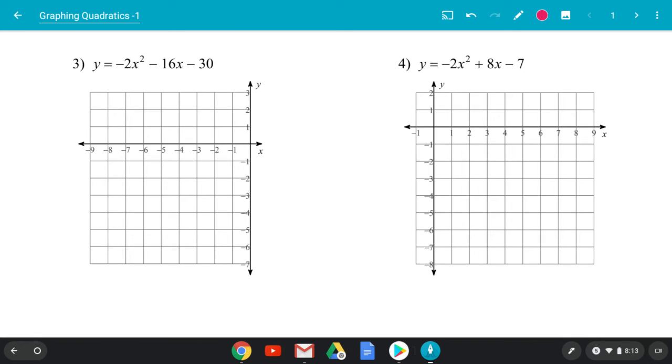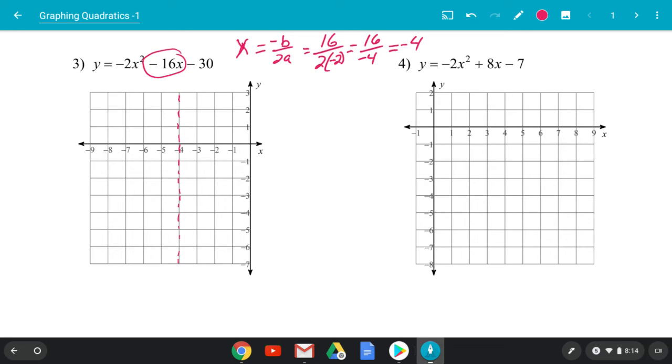Moving on, number 3 and 4. Number 3 is in standard form, as is number 4. And there is junk, which tells me I need to know x equals -b over 2a. Well, in this case, that would be 16 over 2 times -2, which is 16 over -4, which is 16 divided by -4 is -4. So, boom, there's my axis of symmetry. Somewhere on that axis of symmetry is going to be my vertex.